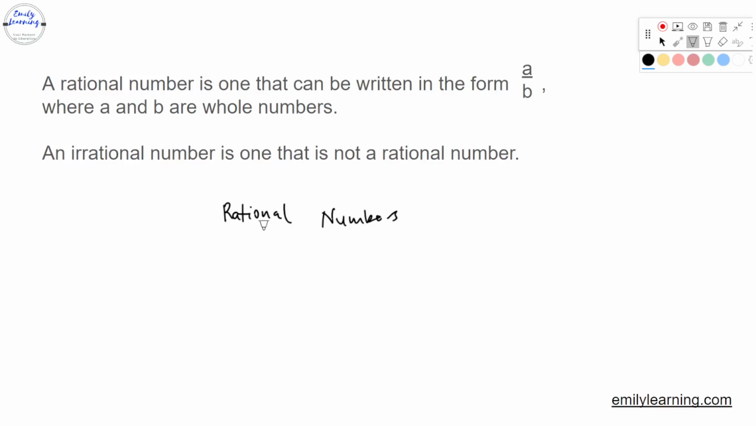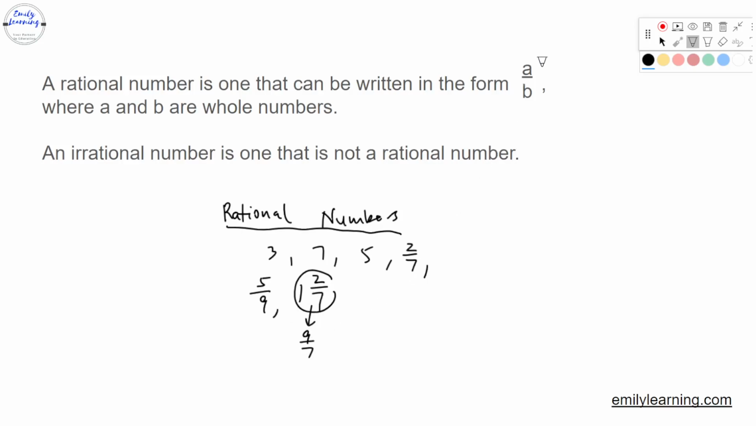So basically, all your integers or whole numbers are rational numbers. So your 3, your 7, your 5. So 3 is basically 3 over 1, right? And 3 and 1 are both whole numbers. So all these whole numbers are considered rational numbers. In addition, numbers that you can write as fractions, like for example 2 over 7, 5 over 9, even mixed fractions like 1 and 2 over 7, which is basically 9 over 7. This is also considered a rational number because you can write it in the form A over B, where A and B are whole numbers.